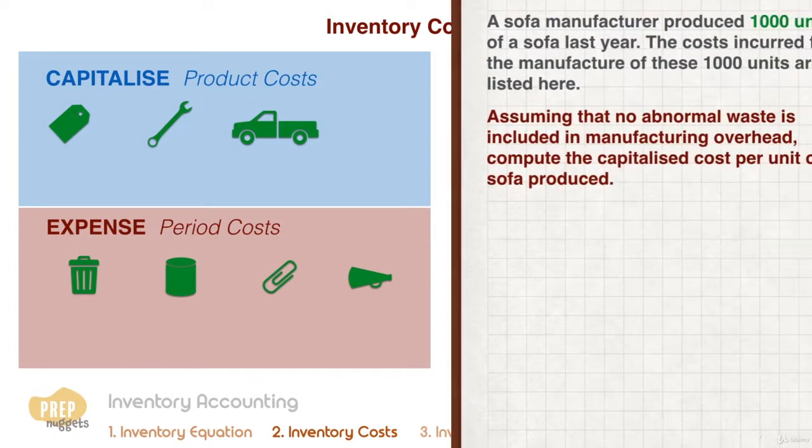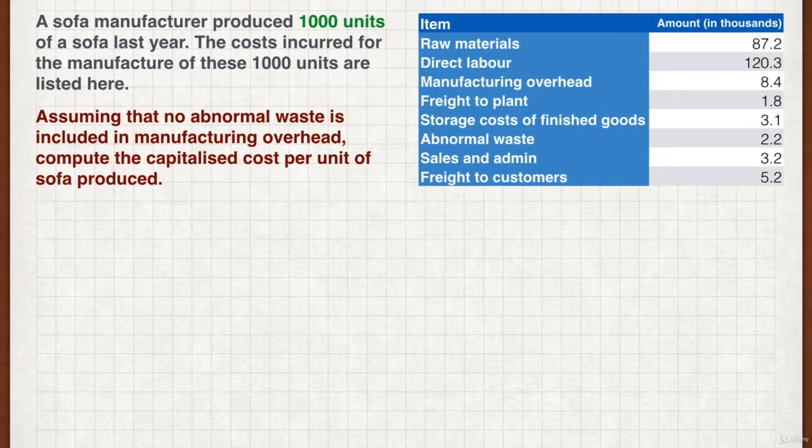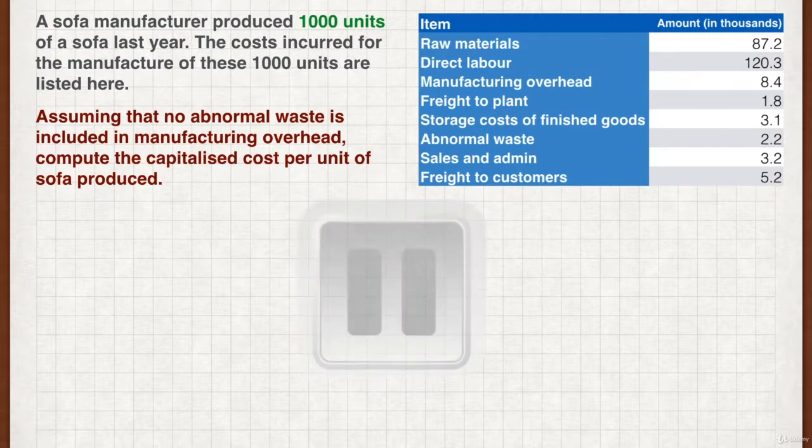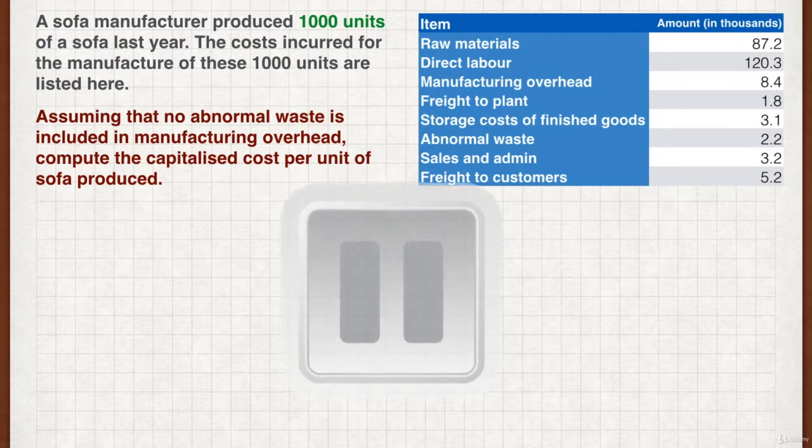Let's go through an example. A sofa manufacturer produced 1,000 units of a sofa last year. The costs incurred for the manufacture of these 1,000 units are listed here. Assuming that no abnormal waste is included in manufacturing overhead, compute the capitalized cost per unit of sofa produced. Pause the video now to work out your answer.